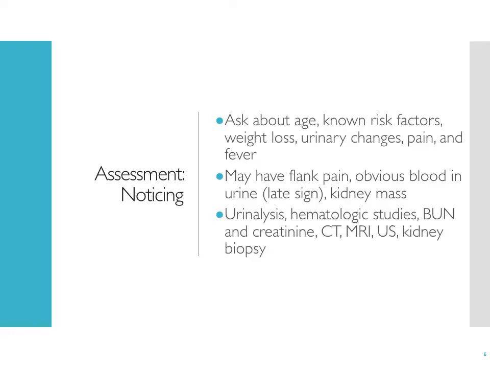So when we're looking at assessment or the noticing phase, we're going to want to ask about age, known factors, weight loss, urinary changes, pain, and fever. These systemic effects that occur with this type of cancer are called paraneoplastic syndromes. They include things like anemia, erythrocytosis. Erythrocytosis is a condition in which your body makes too many red blood cells.